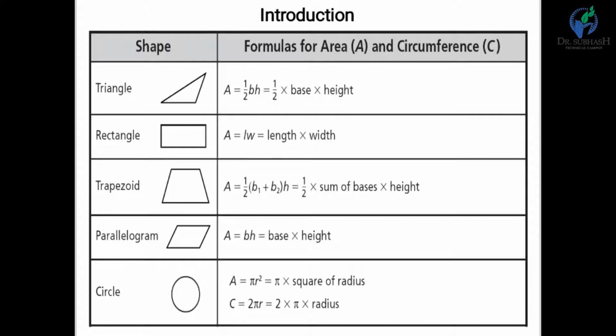Next is trapezoid. The trapezoidal area is equal to 1 half multiplied by the sum of the bases into height. Next shape is parallelogram. That area is base into height. Next shape is circle. That area is pi r squared, or its perimeter is 2 pi r, where r represents the radius.